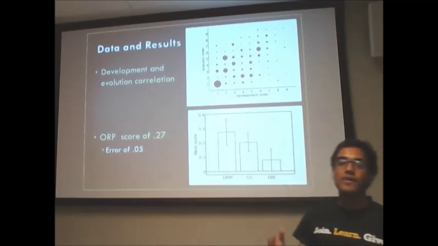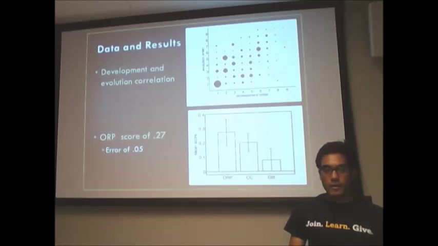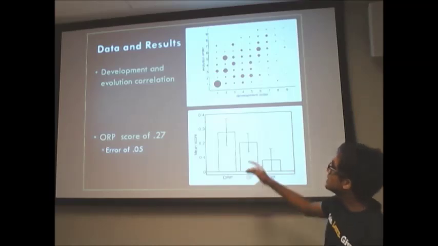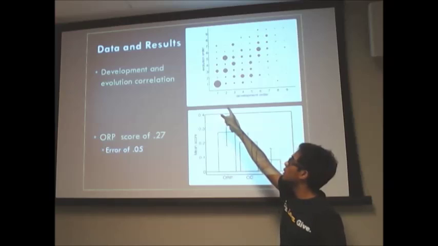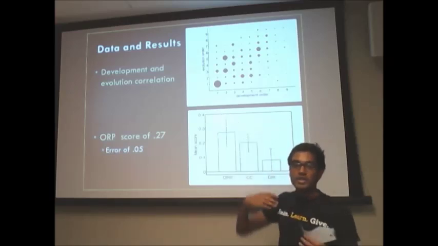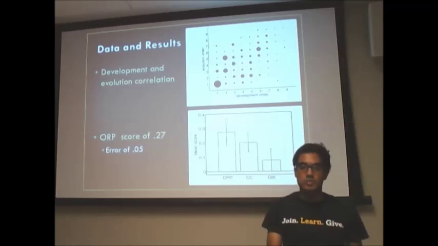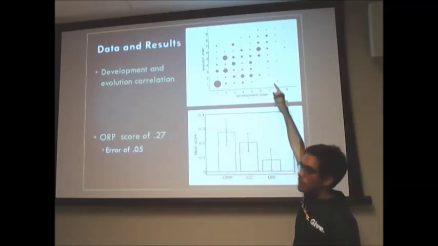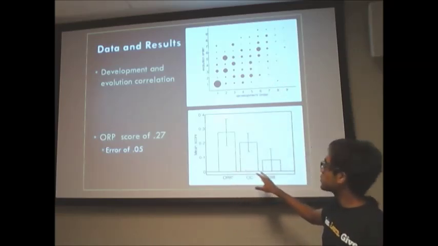Essentially, development order is how an individual organism develops over its lifetime in comparison to the evolution order of the whole species. So we can see that certain traits that are developed early in the life of an organism were actually made early in the evolution of that species itself. And we see a positive correlation.